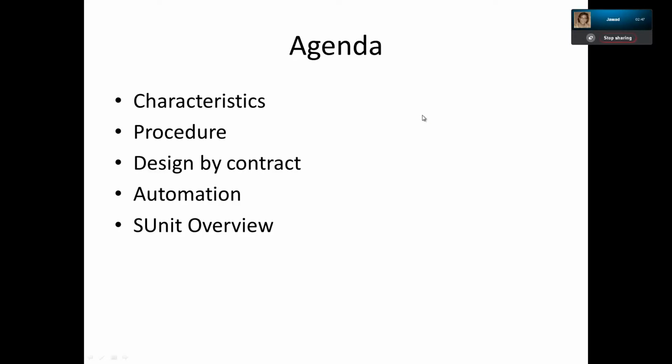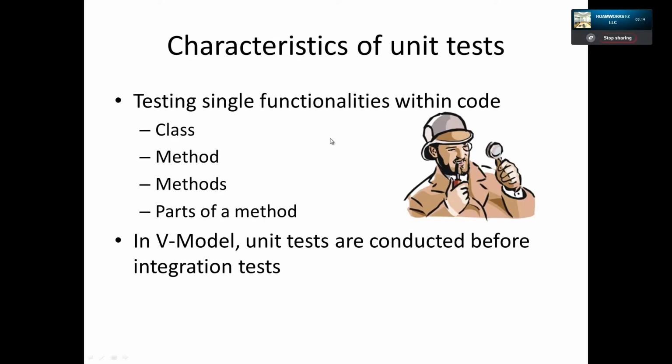test in general, the procedure, what does it mean to say design by contract and what are alternatives, what about automation, and then we're finally going into SUnit by looking at the code. So as always, I'll try to keep the theory part short. Nevertheless, it's always good to refresh what we all have learned a while ago. So let me start by looking at the characteristics of unit tests.